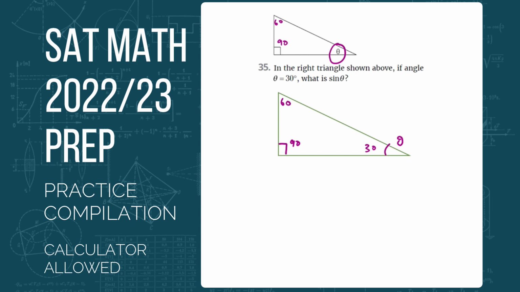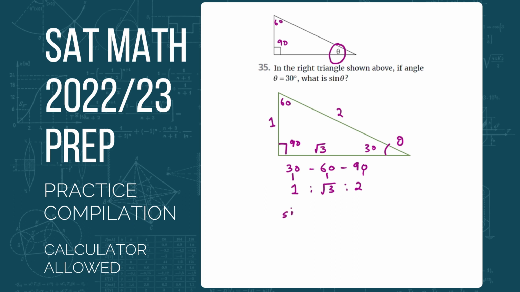According to the rule of 30, 60, 90-degree triangles, every line opposite these angle measures will be in the ratio of 1 is to root 3 is to 2. This is a common rule which is used in trigonometry. If this is 30, this would be 1, and this would be 2, and this would be root 3.